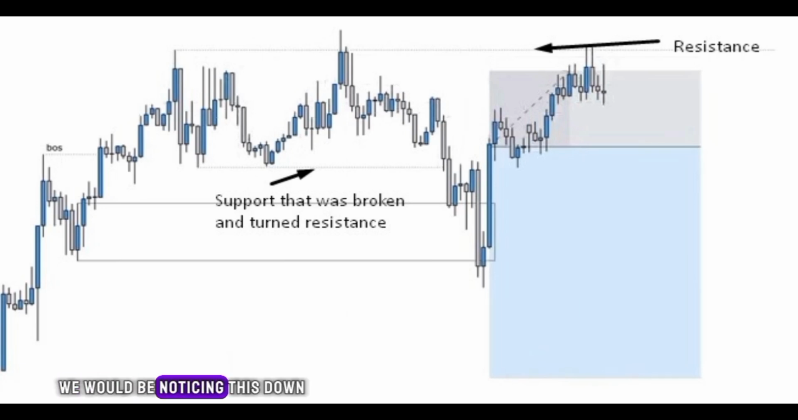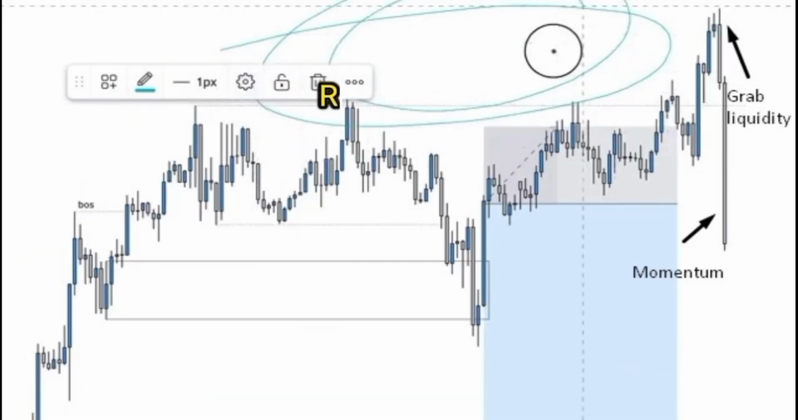So we would be noticing this down if we were looking to trade this. Now we're just going to move this line along, because this would be an area of resistance. We also had some support that we could say from here, we broke it, maybe it's turned resistance, and this is the sort of idea of what people are trading.